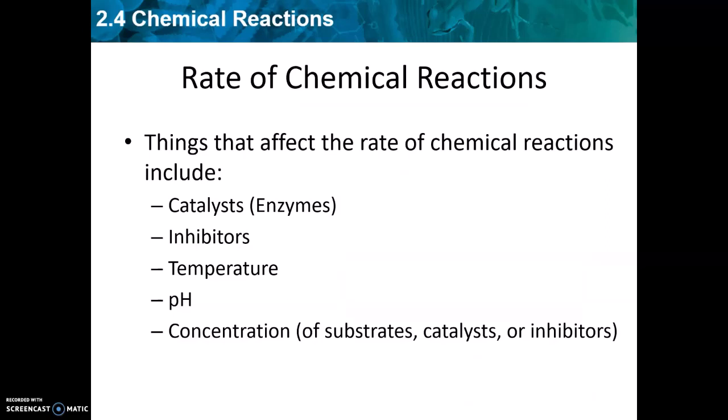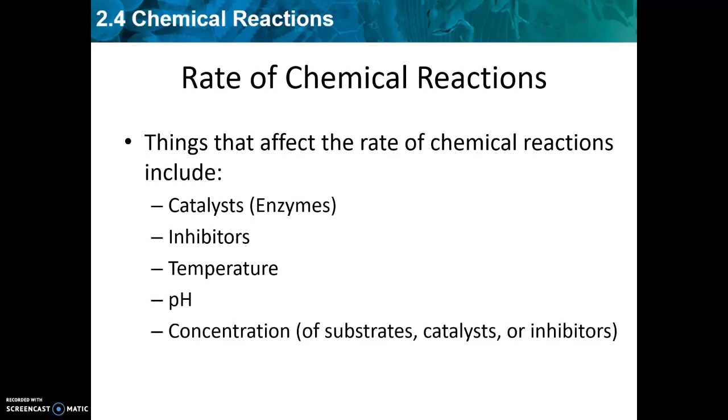So we also need to talk about the rate of chemical reactions, because chemical reactions have to happen quickly enough to be useful in an organism. And some of the things that can affect how quickly a chemical reaction takes place would be if there's any catalysts present. A catalyst is a thing that speeds up a reaction. In biology, enzymes are biological catalysts.